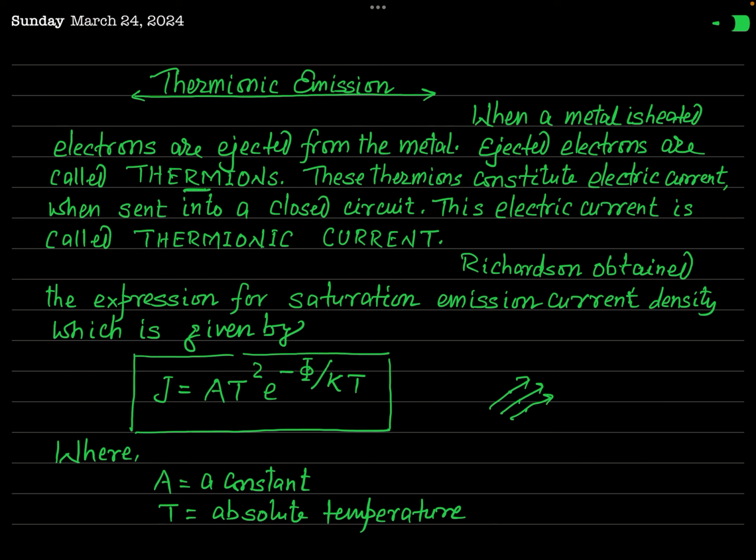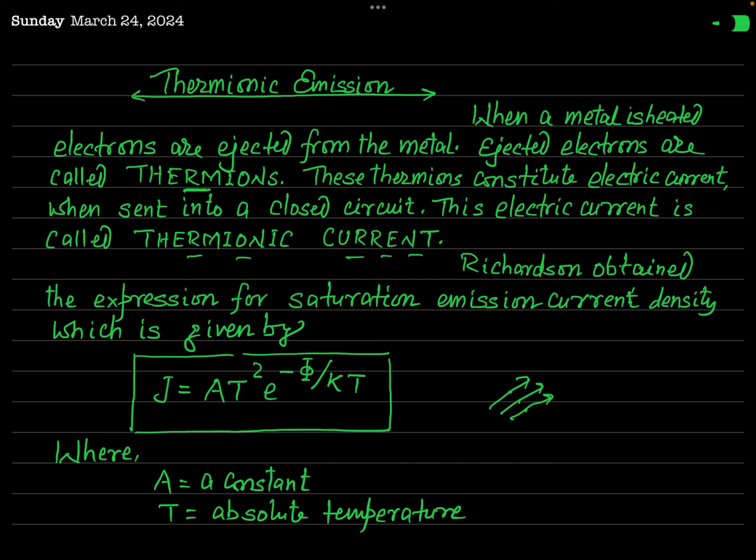thermions, that is the ejected electrons after heating the metal, such an electric current is known as thermionic electric current. This is called thermionic electric current. Okay. In fact, on what factors this thermionic current will depend was found by Richardson. Actually, Richardson obtained the expression for the thermionic current density, particularly the saturation emission current density. When the maximum number of electrons gets emitted from the metallic surface, that is called saturation emission.